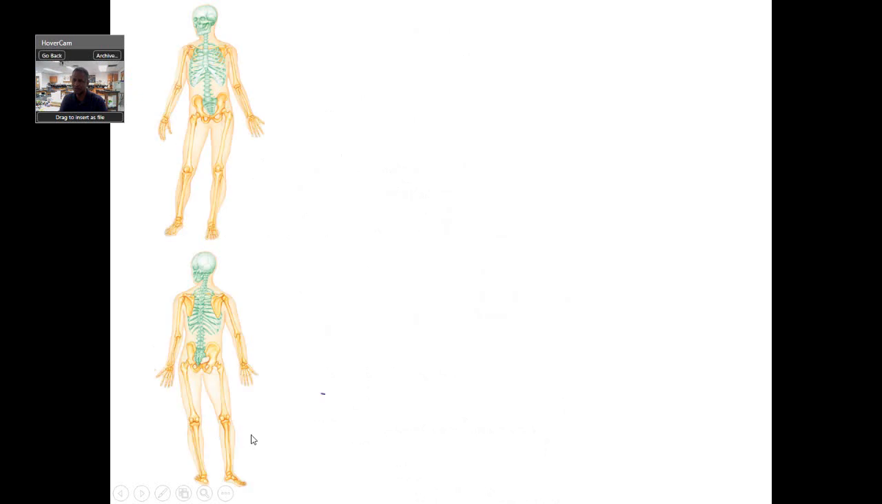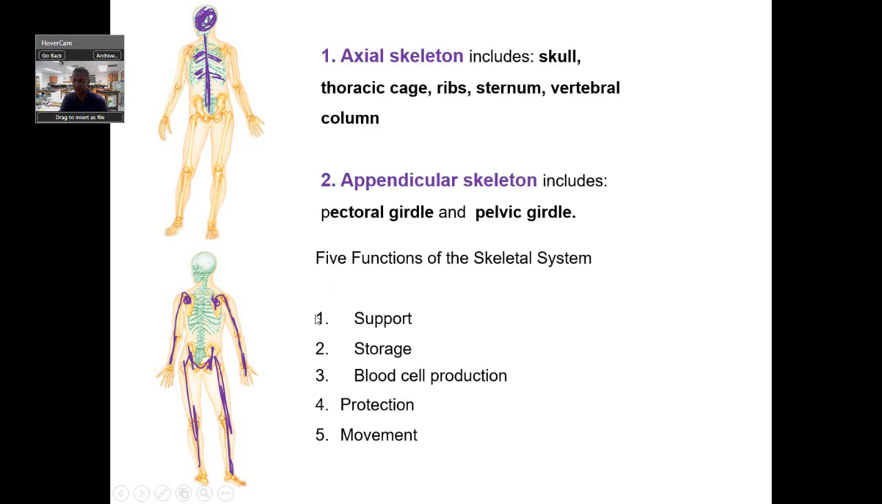So I want to jump down to, let's label the appendicular and the axial first, list the functions, and then talk about the types of bone. So notice what's traced in purple here and purple here. You'll notice a straight line on the torso. That's the axial skeleton. Things coming off the torso are called appendages. So that's why it's called the appendicular skeleton.